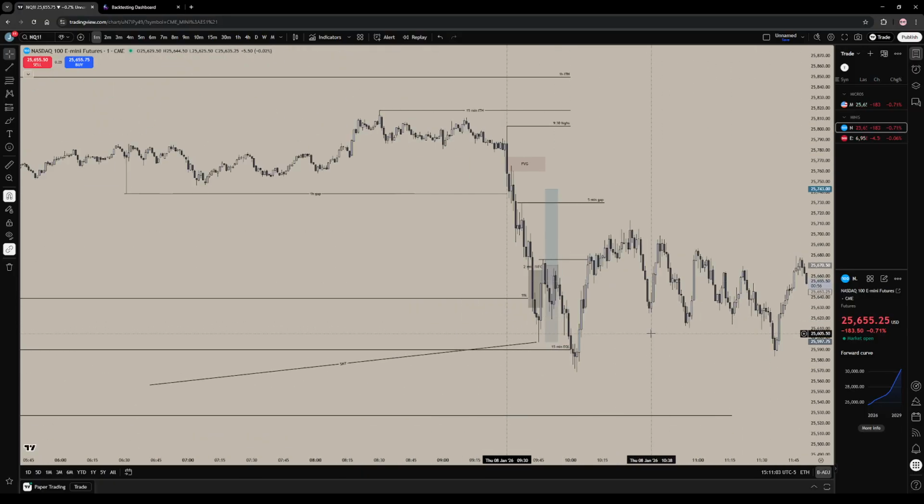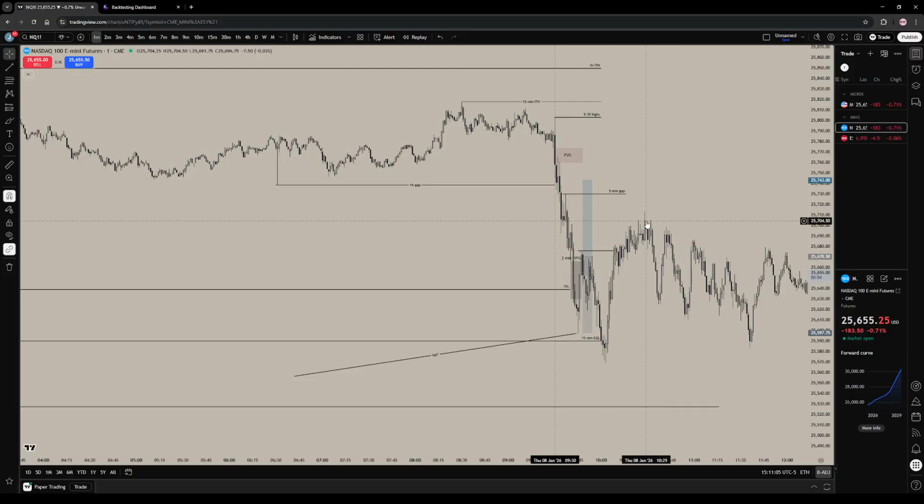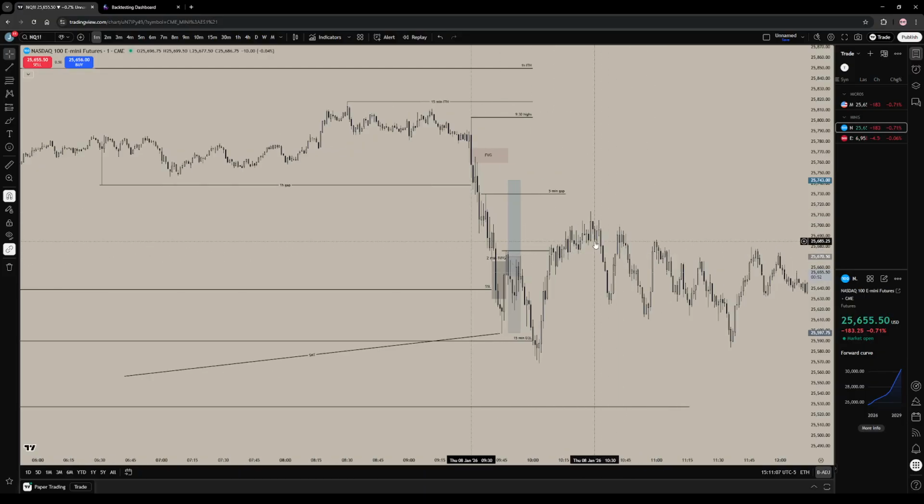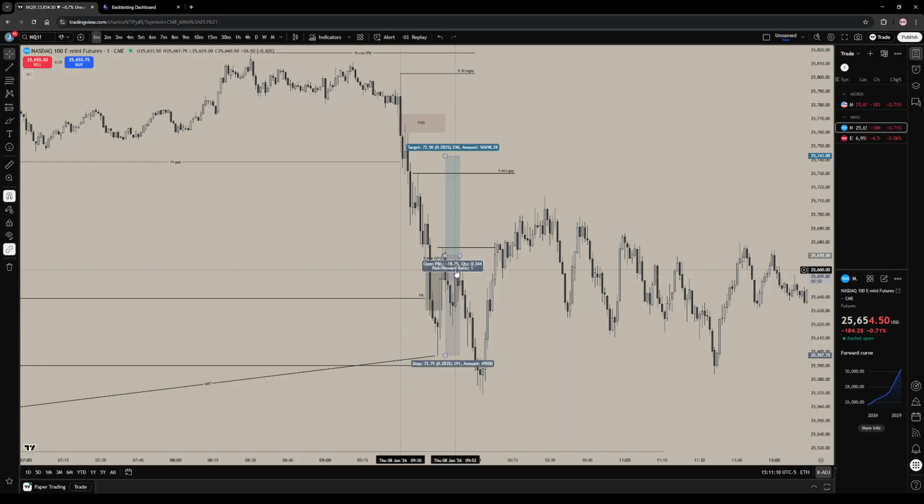I'm gonna be doing something a little different today. We're doing a trade recap with a backtesting session. So this is my trade for today.